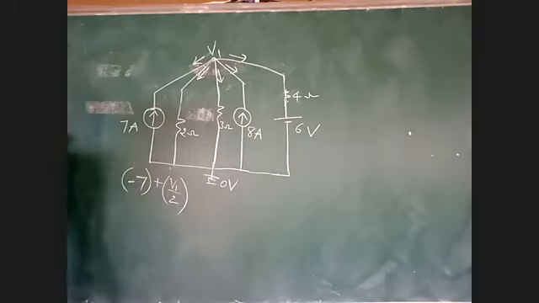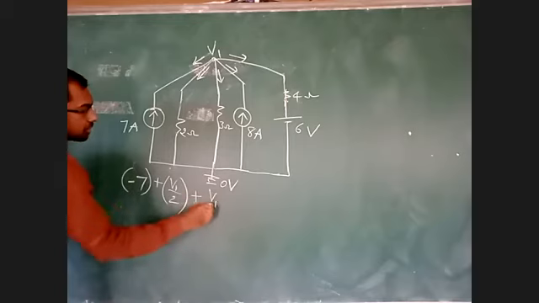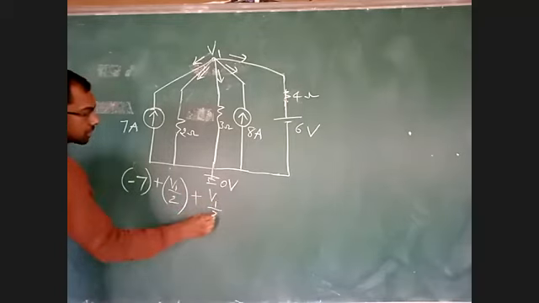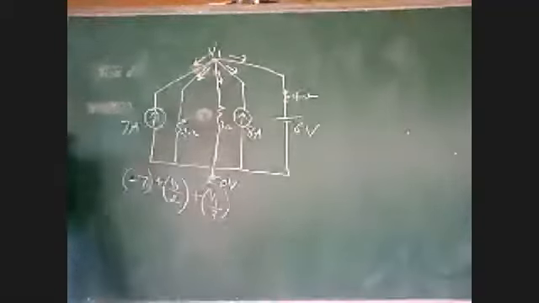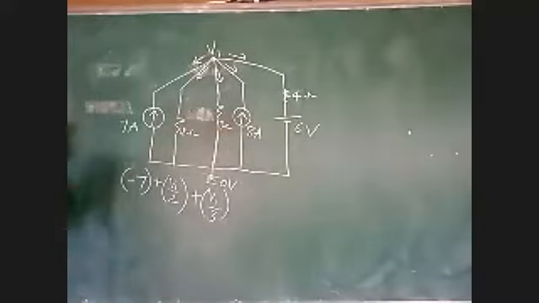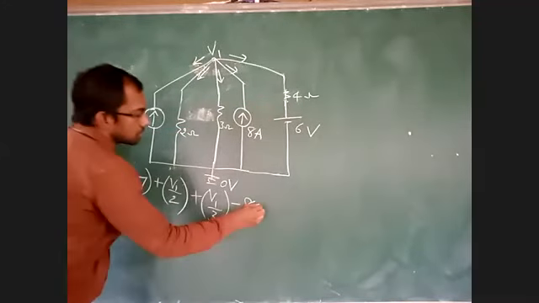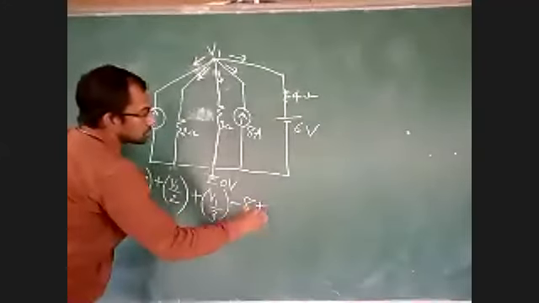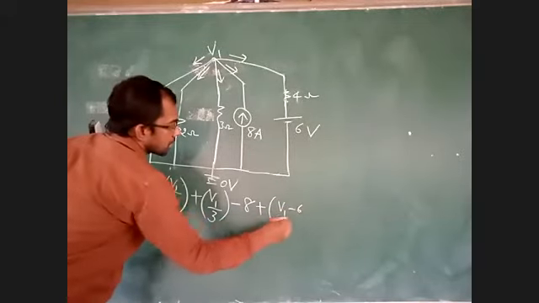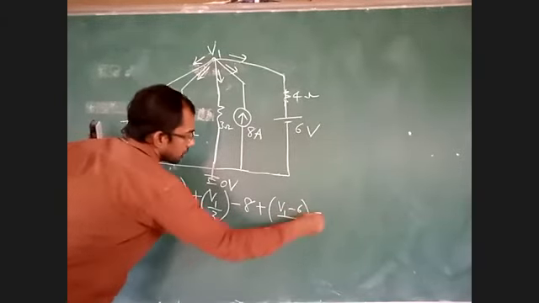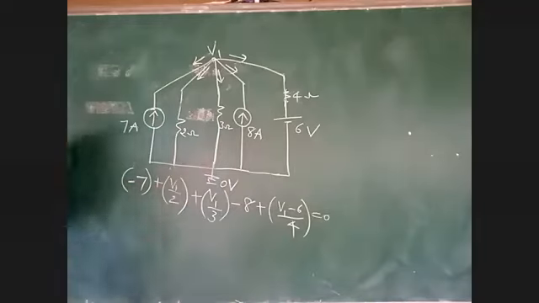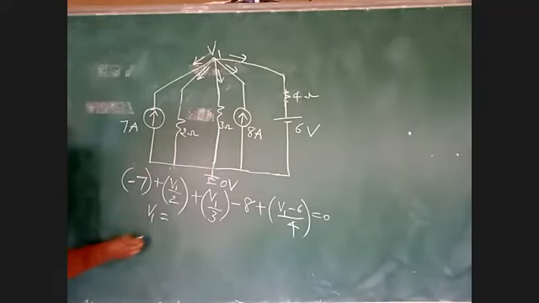Next one is V1 minus 0 by 2 plus V1 minus 0 by 3. What is this current? -8. Minus 8. Next one, then -6 by 4, V1 minus 6 minus 0 by 4. If you simplify this, we will get V1. Next, what is I1?